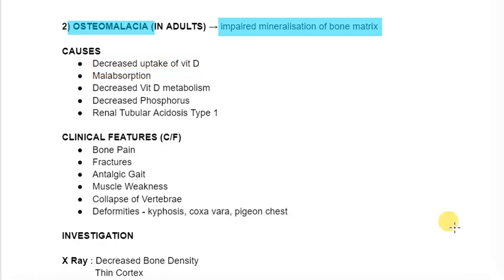Next we have the clinical features. What are the clinical features that will be seen in adults? First and foremost, we'll have bone pain, then fractures, as they are more fragile to fractures, and then we have ataxic gait, muscle weakness, lethargy, and collapse of vertebrae due to overburdening of it. Deformities will be kyphosis, coxa vara, and pigeon chest. These clinical features will be seen in adults.